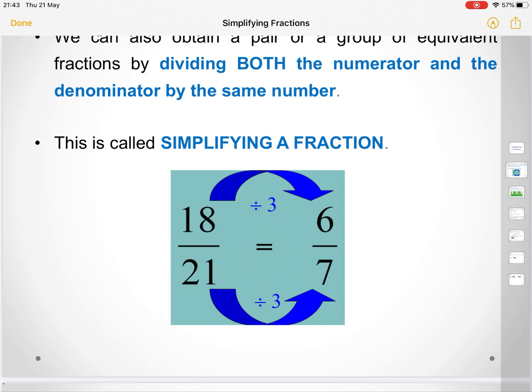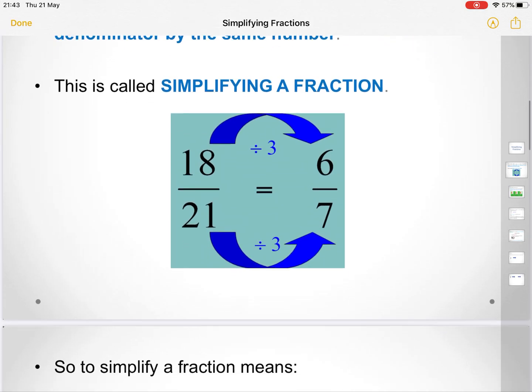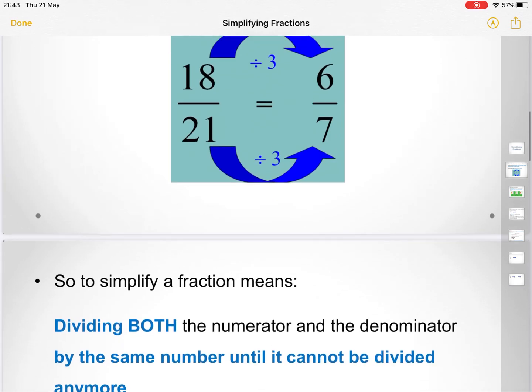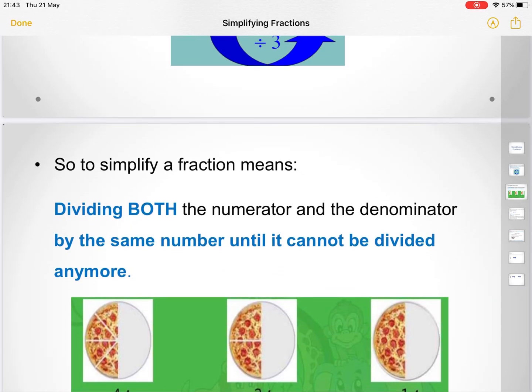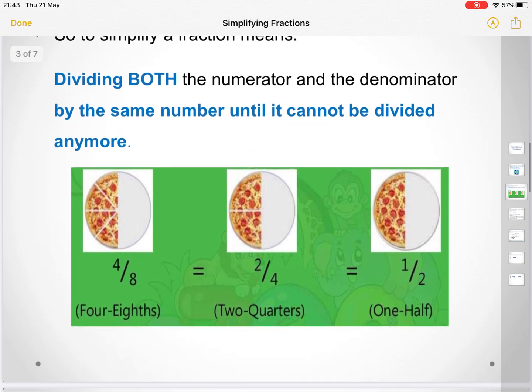Numerator and denominator cannot be divided by the same number anymore. So that's the simplified fraction. We can say that 6/7 is the simplified fraction. So to simplify a fraction, we need to divide, meaning dividing both the numerator and the denominator by the same number until it cannot be divided anymore.